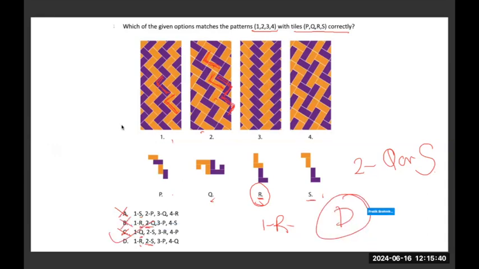In these kinds of questions, it makes it a little bit easier if you just compare the options. You just compare the options correctly, okay?